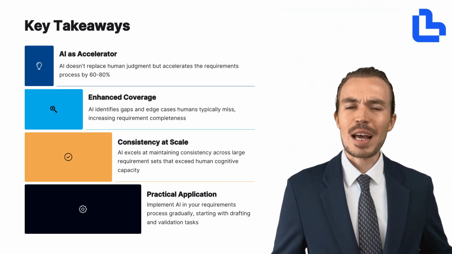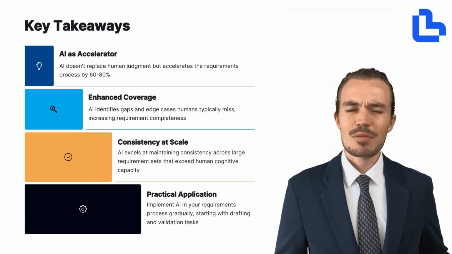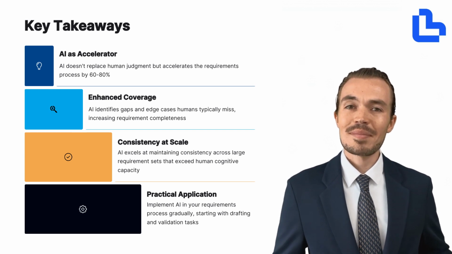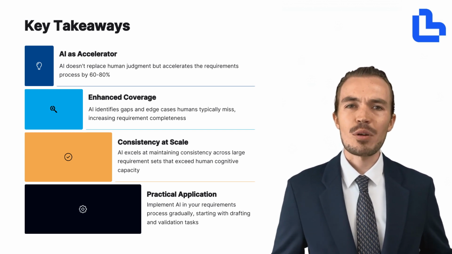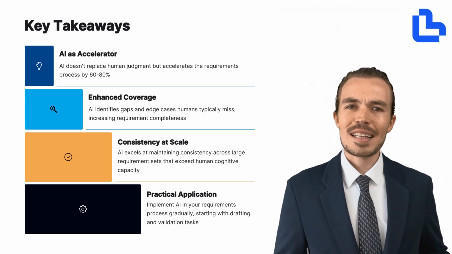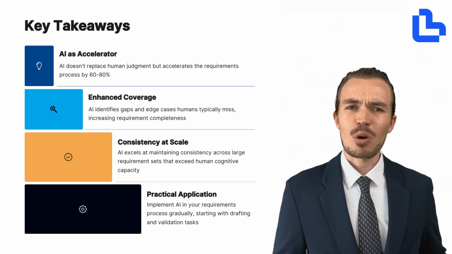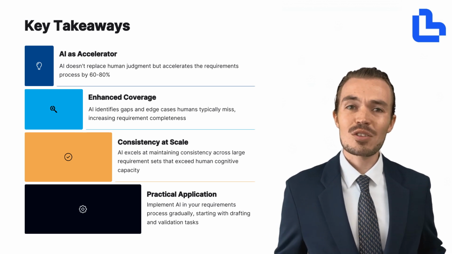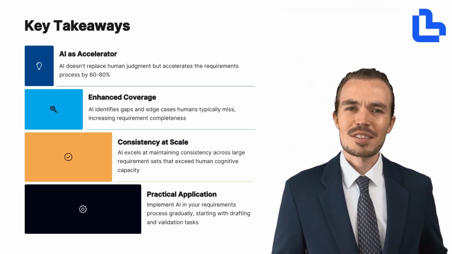By automating the drafting and analysis of requirements, AI can speed up the process by 60 to 80%, freeing up time for strategic thinking and stakeholder engagement. Next, AI significantly improves coverage. It identifies gaps and edge cases that humans often miss, especially in complex systems or fast-paced development environments. This leads to more complete, resilient, and user-centered product specifications.